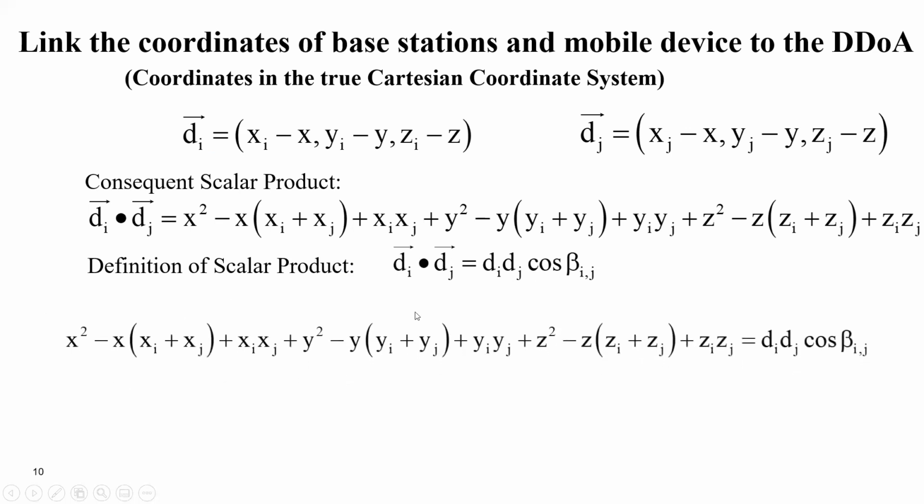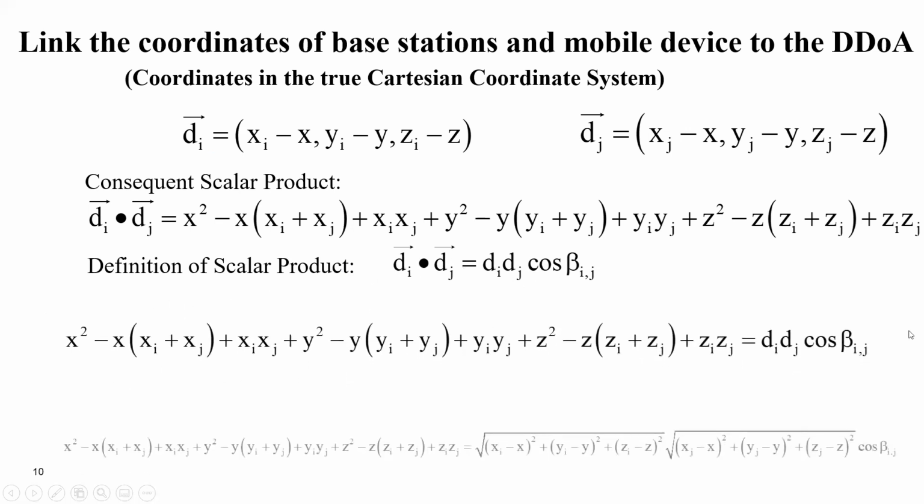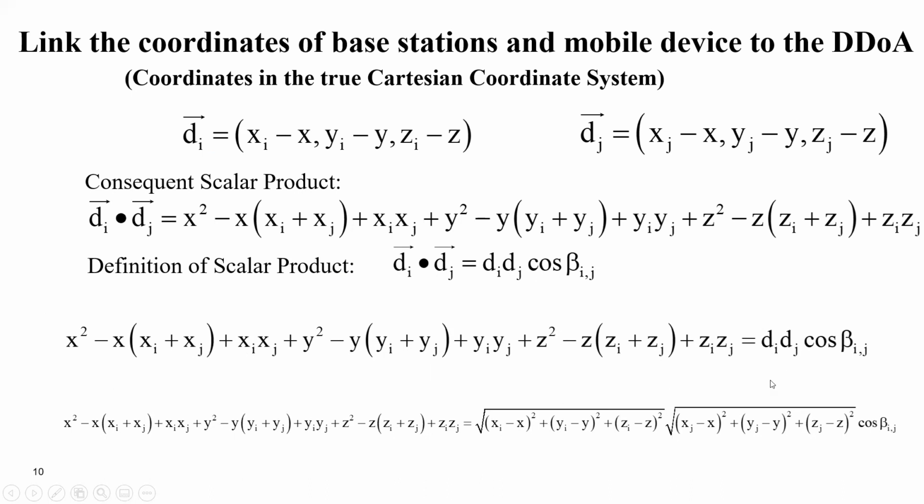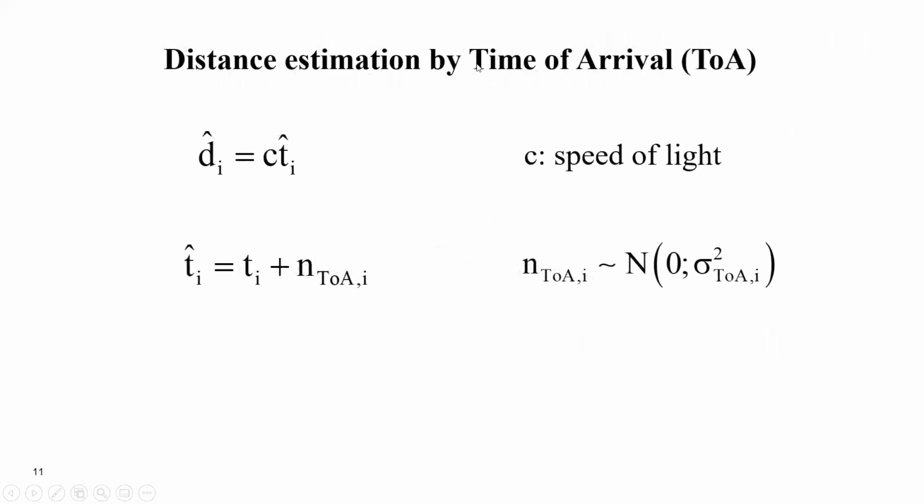Therefore, we have this equation, and we substitute di by this, dj by this. We have this equation. We can see that it is not straightforward to compute x, y, and z from the coordinates of the base station and the DDoA. So we use the estimated di and dj in estimation.